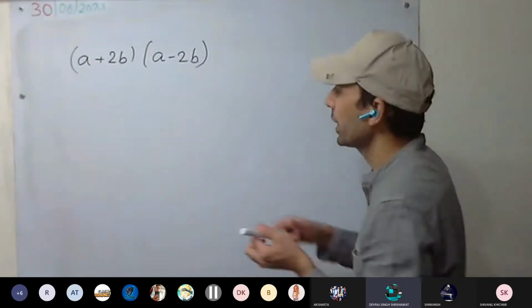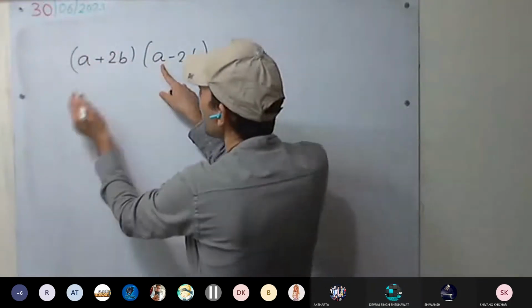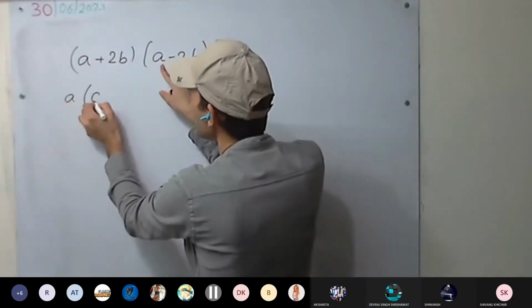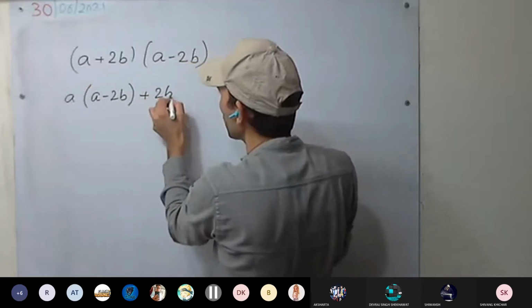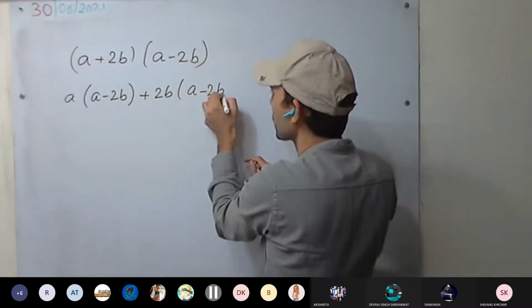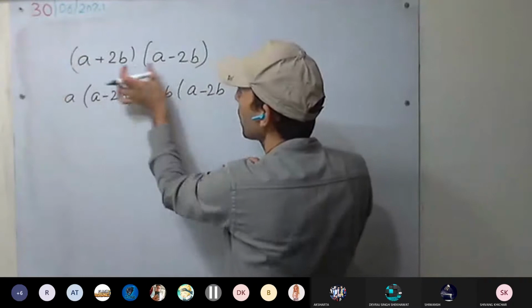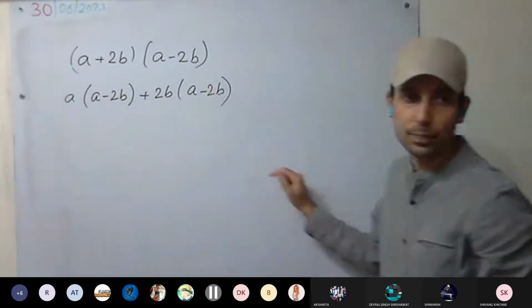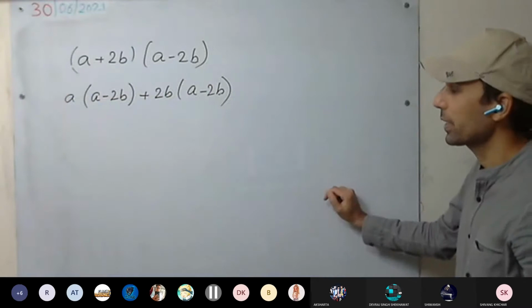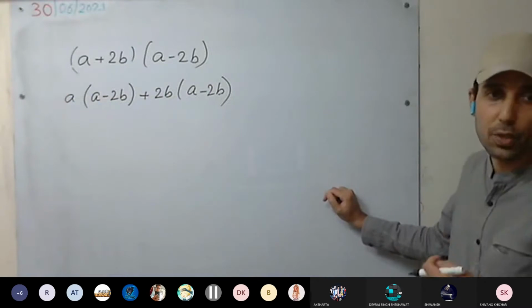Okay, so again do the same thing: a into a minus 2b, plus 2b into a minus 2b. a into this whole plus 2b into this whole. Open the bracket and solve. Everyone keep doing in your notebook.